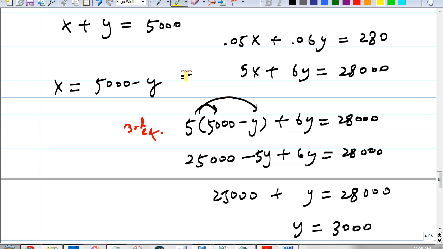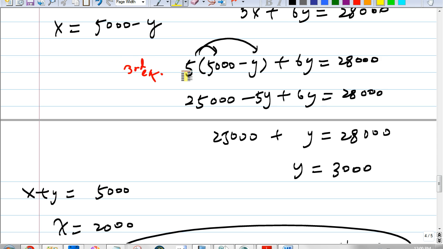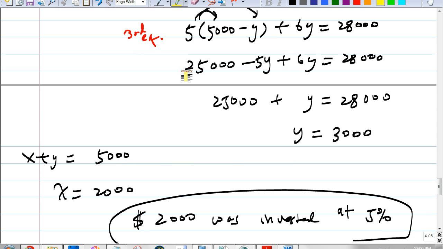Very good. And then, that's not what they asked for because remember y was how much was invested at 6%. So how much then was invested at 5%? Well, we just look at the first equation, the easier one, plug it in. And x plus y is, of course, 5,000. If you subtract 3,000 from both sides, you get 2,000. So how many people wrote down 2,000 was invested at 5%? Very good. Okay, very good.